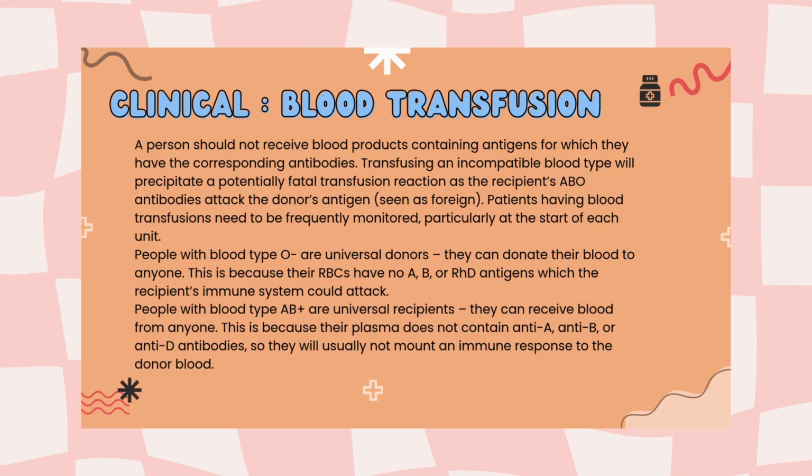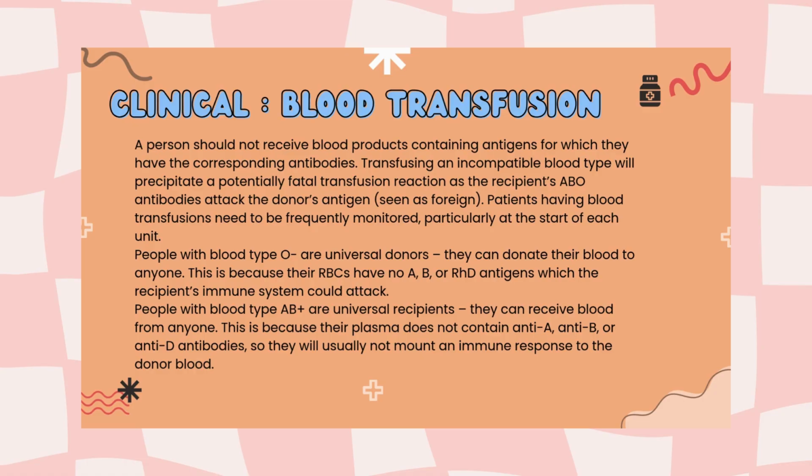Clinically important points: blood transfusion. A person should not receive blood products containing antigens for which they have the corresponding antibodies. Transfusing an incompatible blood type will precipitate a potentially fatal transfusion reaction as the recipient's ABO antibodies attack the donor's antigen, seen as foreign. Patients having blood transfusions need to be frequently monitored, particularly at the start of each unit.